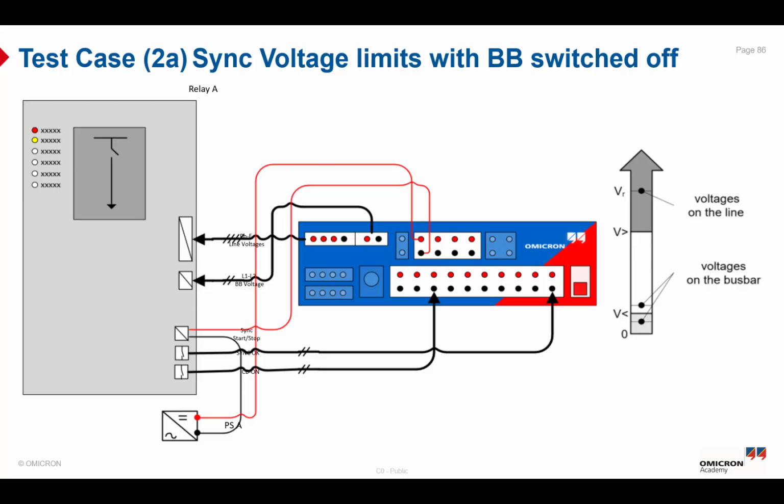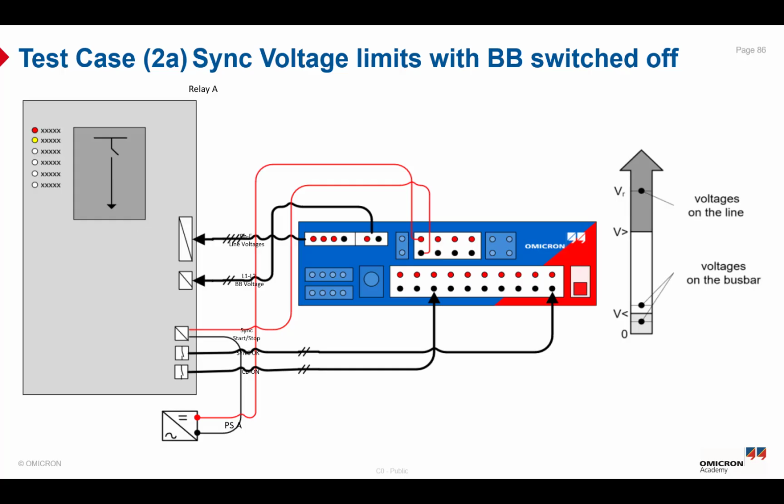For the test case number 2a, we have the synchro voltage limits when the bus bar is switched off. So in these tests, from 2A up to 2E, we want to test the logic of the Synchrocheck and the limits of switched on and switched off. So in this test, we want to test the limits V under and V over in the bus bar when the line is switched on.